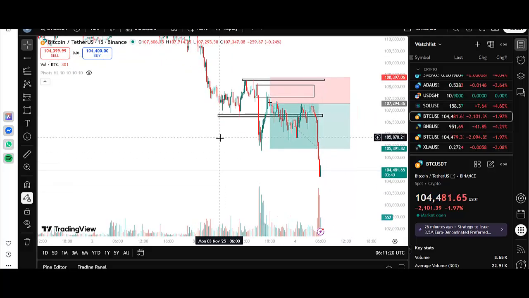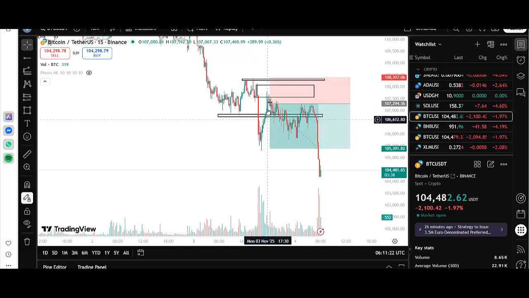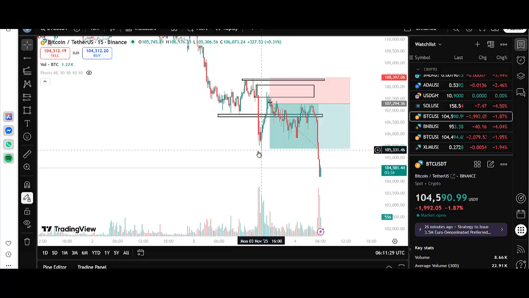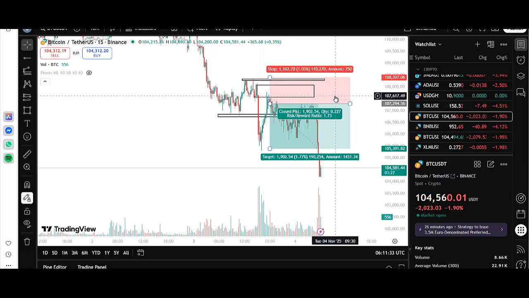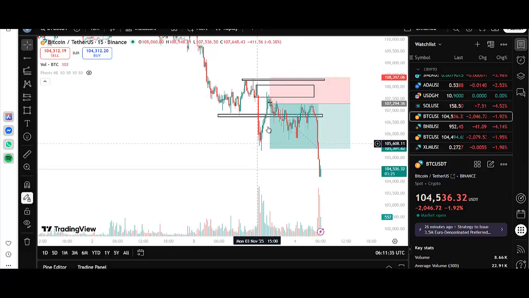All I was waiting for was for price to come back into this area, and then I'll take the trade and set my stop loss here. Very simple. You wait for a break of structure, you mark out your supply or demand region, wait for price to retrace into that region, and then you take the trade. So basically that's what I did.